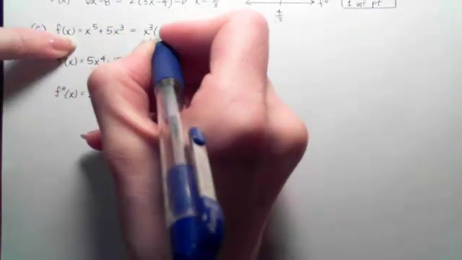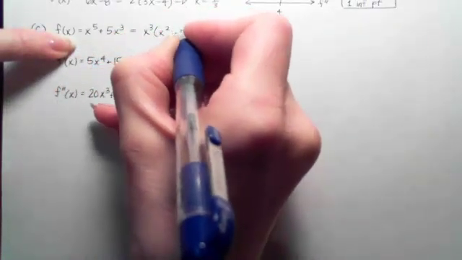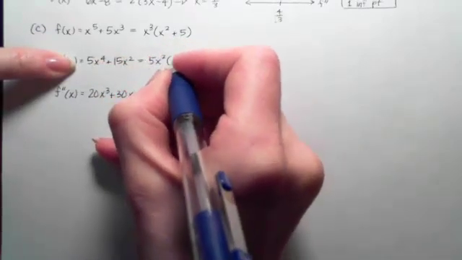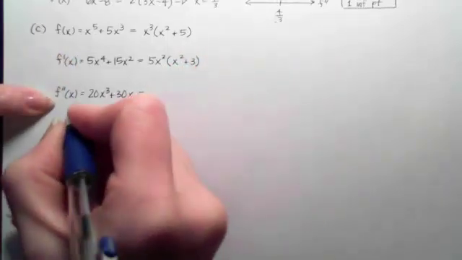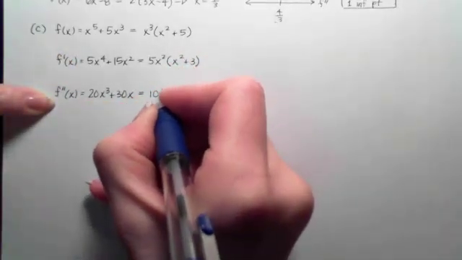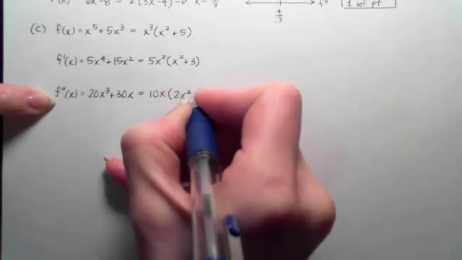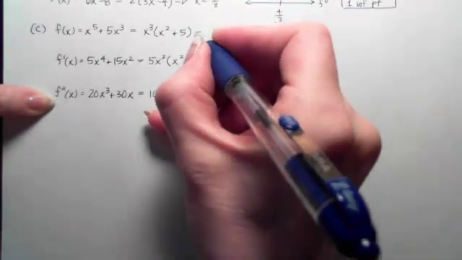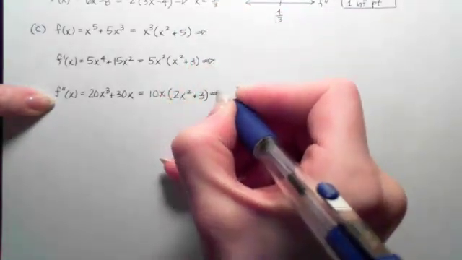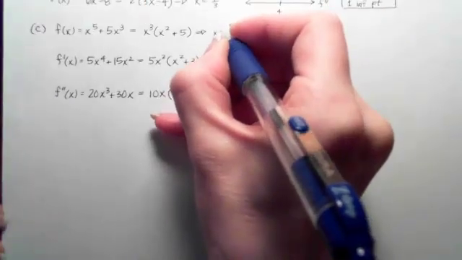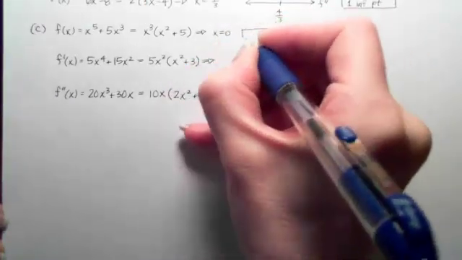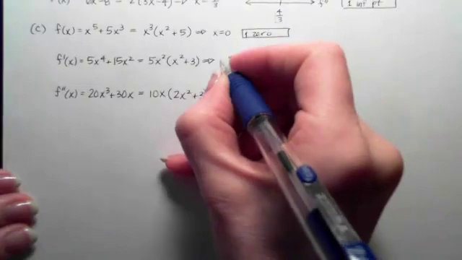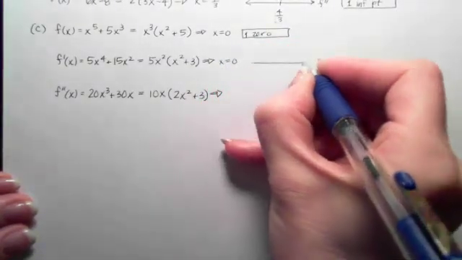I can pull out an x cubed, that'll give me an x squared plus a 5. This one I can pull out a 5 and an x squared. That gives me an x squared plus a 3. This one I can pull out a 10 and an x, and I'm left with a 2x squared plus a 3. Now notice these are all sums of squares, so we can't factor them anymore. So if we look at the top, we only get 1 distinct 0. If we look at the first derivative, we again only get 1 real 0, and it's a double root.